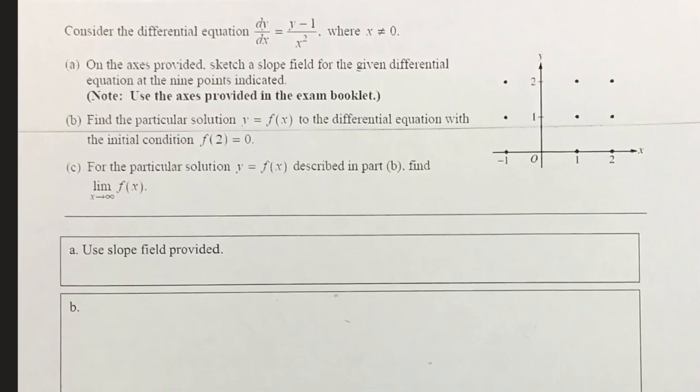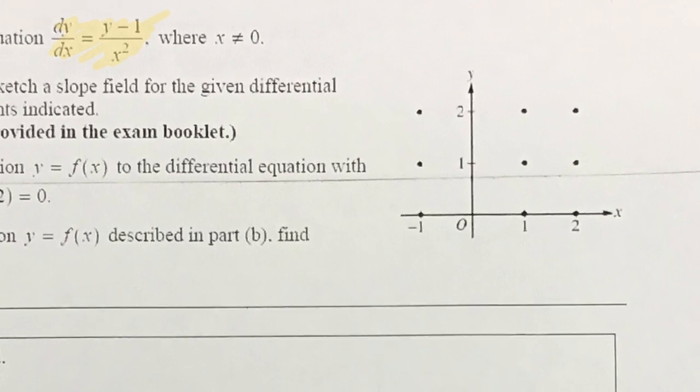Okay, this is the release question from AP Calculus in 2008. Question number 5, about differential equations and drawing a slope field. So you can see here, this is your dy/dx, right? This is your differential equation where x does not equal 0, of course, because if it does, there'd be a vertical asymptote.